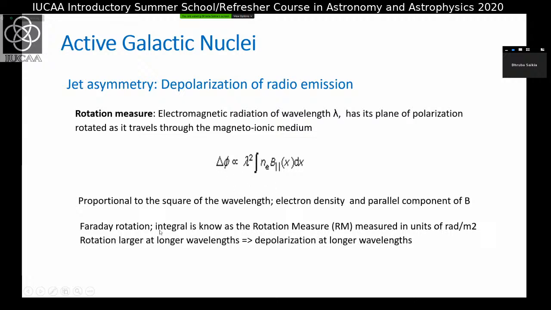All right. Now, the integral is what is referred to as the rotation measure and is measured in units of radians per meter squared, so that multiplied by lambda squared, the amount of rotation which you see will be given in radians. And that is a measure of the product of n_e and the B parallel component, integrated over the line of sight.